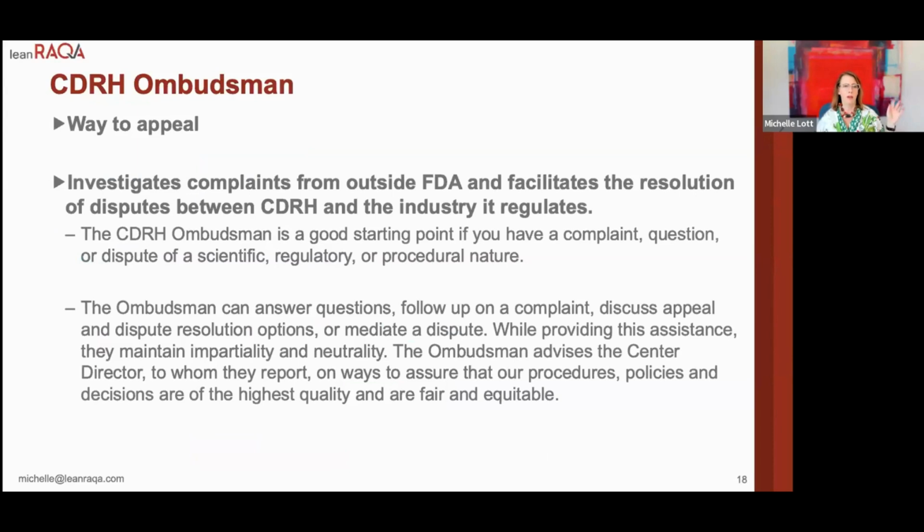So then if you have a problem with the audit, there is a way to appeal with the ombudsman, who is supposed to be the advocate between industry and the reviewer. So this is an interesting and unique thing about the FDA processes.